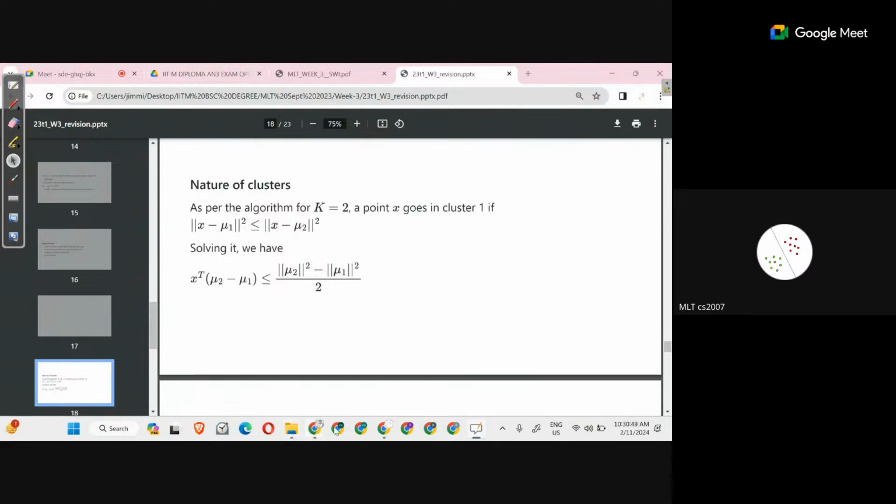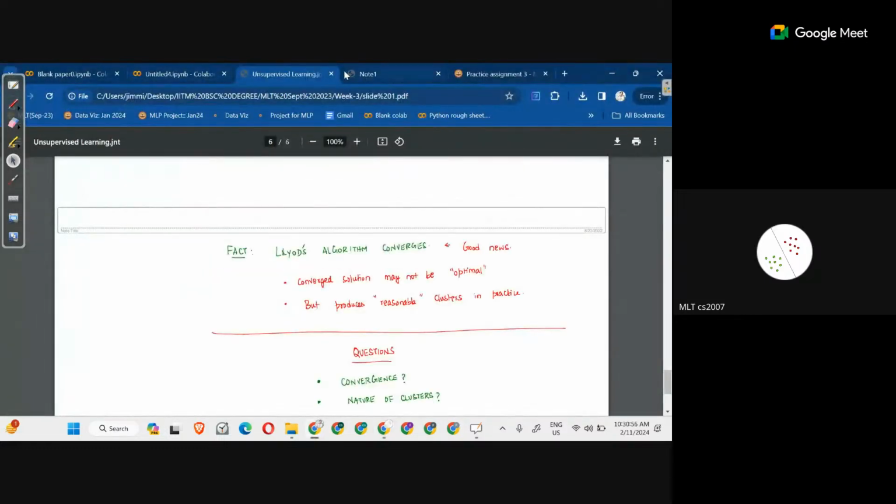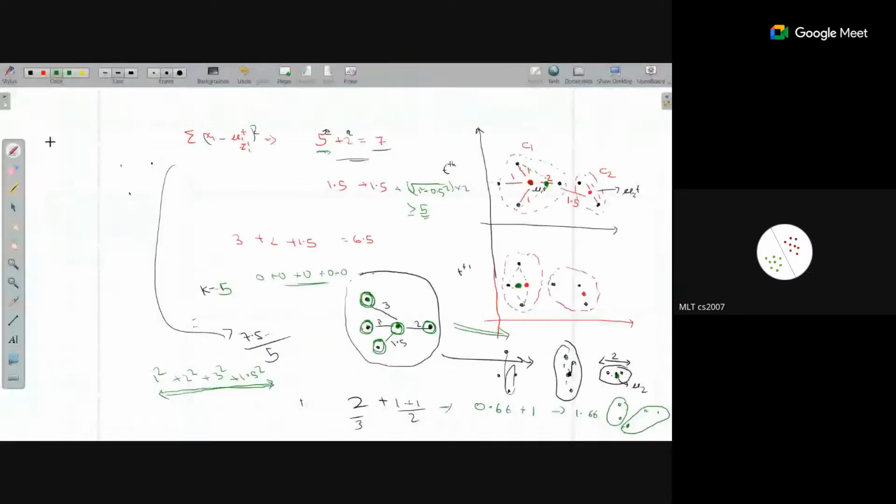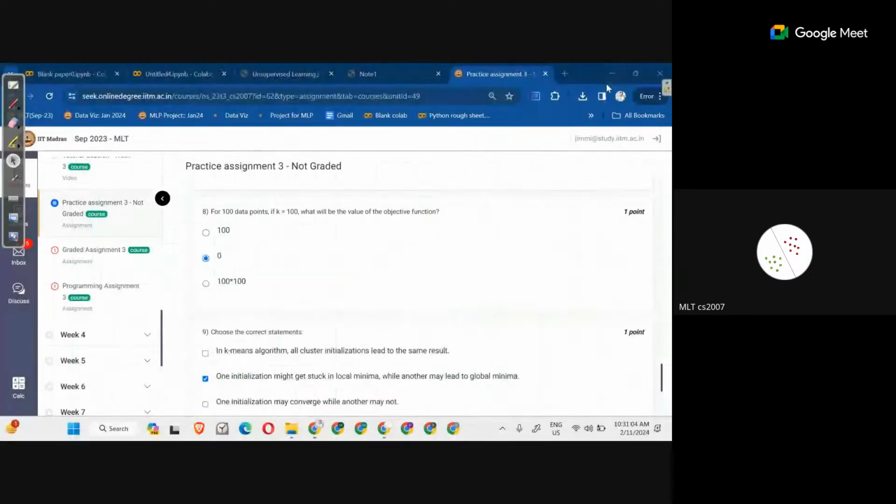Does anyone have any doubt till now? No, sir. Okay. Yeah, here it is. So you saw that at k equal to 100, the objective function value is 0.